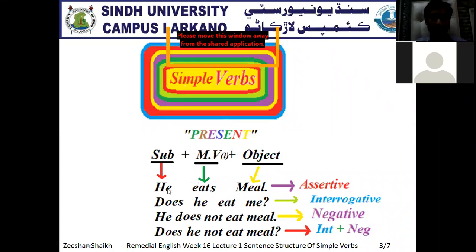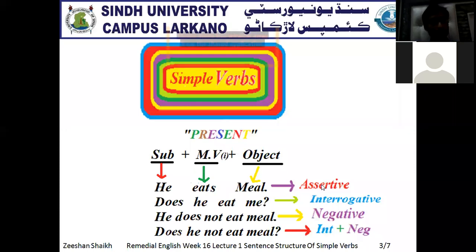He eats meal. Now what is he? He becomes the subject. Eats becomes the main verb. And what is the object? Of course the object is your meal. Now that becomes the assertive sentence, or you can say the affirmative sentence, or you can say the positive sentence as well. That is up to you, what kind of name you want to give this sentence.